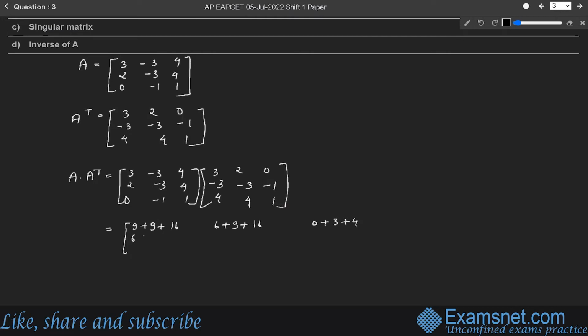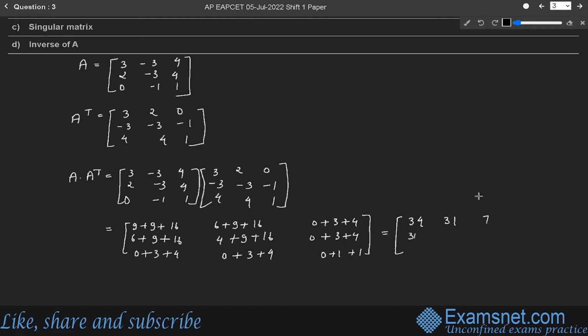Next row becomes 6 plus 9 plus 16, 4 plus 9 plus 16, and 0 plus 3 plus 4. And the last row becomes 0 plus 3 plus 4, 0 plus 3 plus 4, and 0 plus 1 plus 1. On further adding all these values, the matrix will be 34, 31, and 7, 31, 29, and 7, and 7, 7, and 2. Here you can see that A transpose is equal to A.